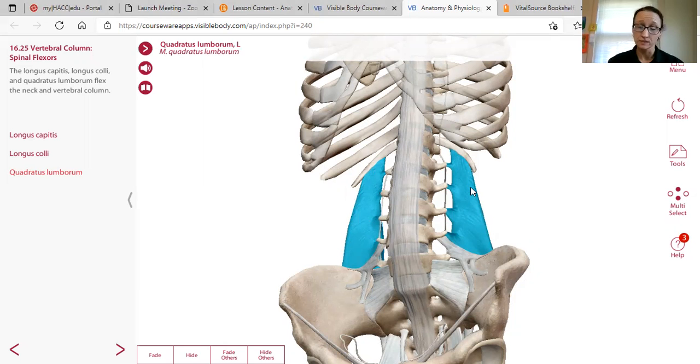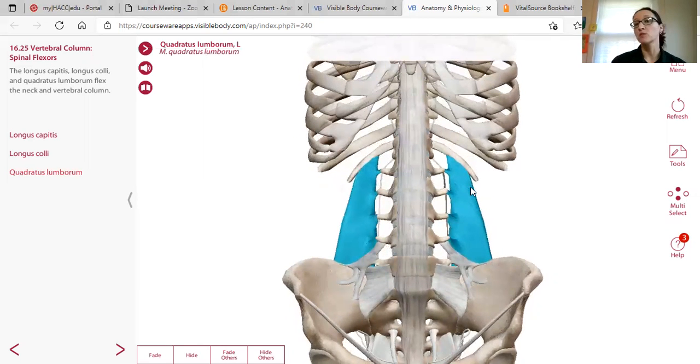Quadratus lumborum. So it's a quadratus muscle. So it's roughly in the shape of a rectangle, as you can see. So we have 1, 2, 3, 4 sides. And we're going to have origins and insertions that are more like attachment sites, okay? Because like I said, the actions are going to be switching depending on what the origin and the insertion is at any given time. And I know that sounds confusing, but it's really not.